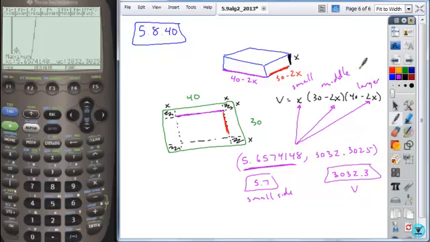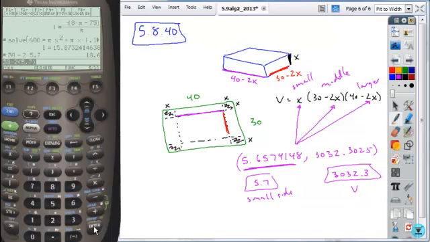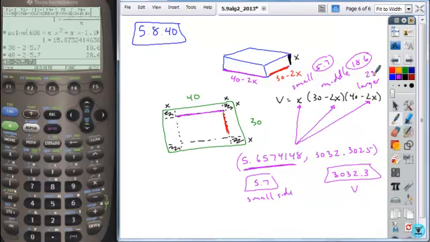Once again, they may have just used the 5.7, so let me test it and see. So if I took 30 minus 2 times 5.7, I get 18.6. So that's this length. And so again, it looks like they used the rounded off number for each of those. And then the larger one, if you just change the 30 to a 40 minus 2x, you get 28.6. And so those would be your dimensions.